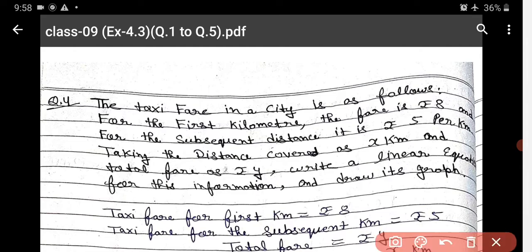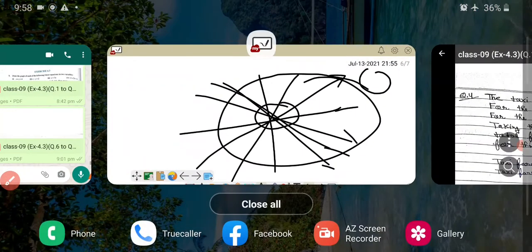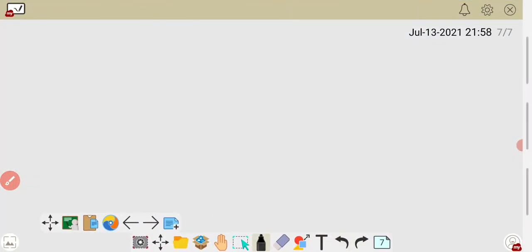The taxi fare in a city is as follows. For the first kilometer, the fare is rupees 8, and for the subsequent distance, it is rupees 5 per kilometer. Taking the distance covered as x and total fare as y, write a linear equation in two variables for this information and draw its graph. First, I am going to explain this question on a whiteboard.